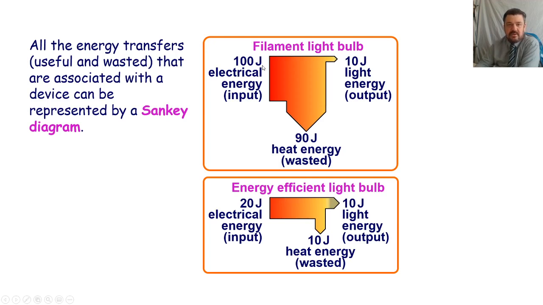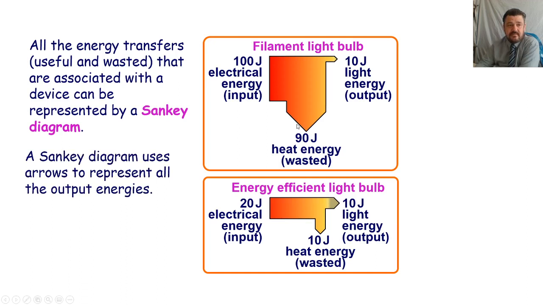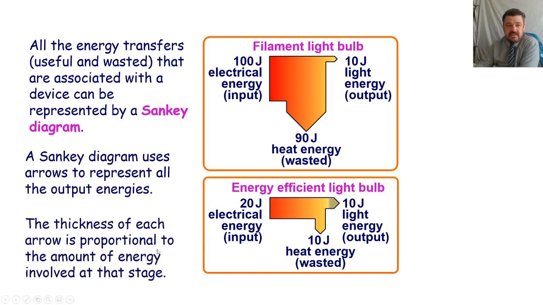Now look and notice how we've got 100 joules going in, then we have got 90 plus 10 makes 100 joules going out. And in the energy efficient bulb, we've got 20 joules of energy going in, and coming out we've got 10 plus 10 equaling 20 joules of energy going out. It's a very, very good and quick representation of useful and wasted energy transfers. The thickness of each arrow is proportional to the amount of energy involved at that stage.